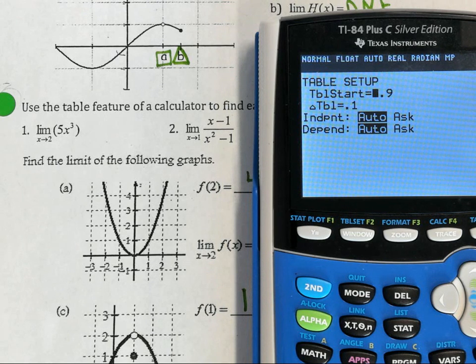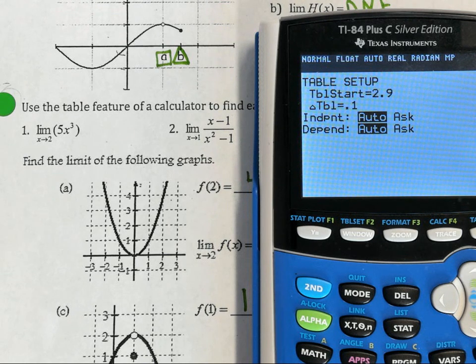What does delta table mean? What does a triangle mean in science and math class? What does delta mean? Change. That means, what do you want the intervals in your table to be? Do you want to go up by 1s? You put a 1 there. If you want to go up by 5s, you put 5. You go 5, 10, 15. If you want 10s, that's how you do it.